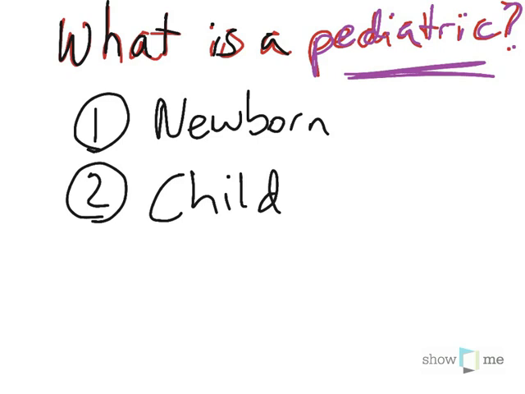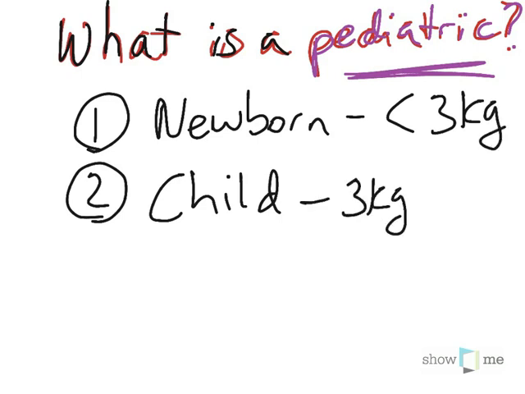However, for the purposes of this presentation, we're going to consider a newborn anyone under 3 kilos, and we're going to call a child anyone who is between 3 kilos and 37 kilos. So this is also inadvertently saying that if you're over 37 kilos, you're considered an adult, whether or not you're over 18. We're solely talking about drug administration and the amount of kilograms that we're using to determine dosage.